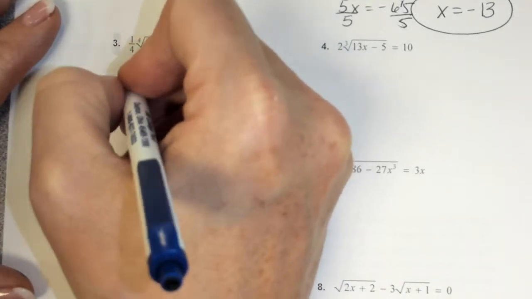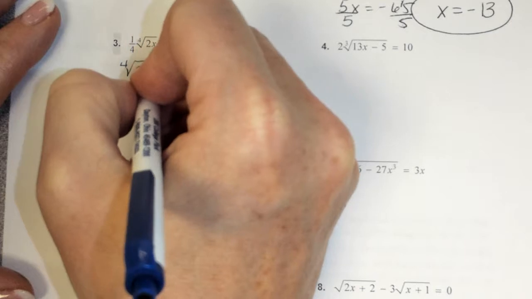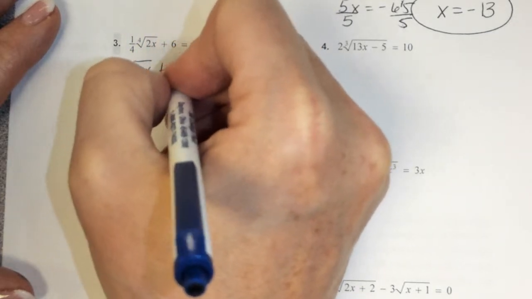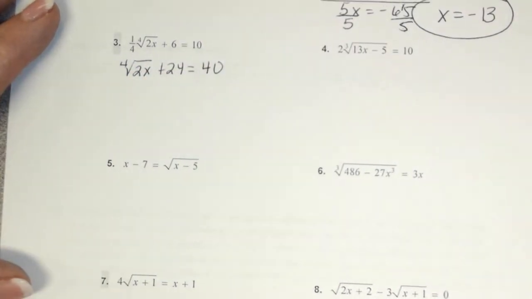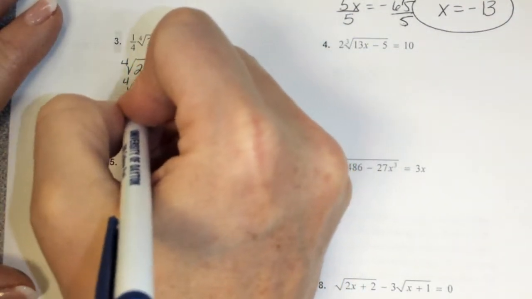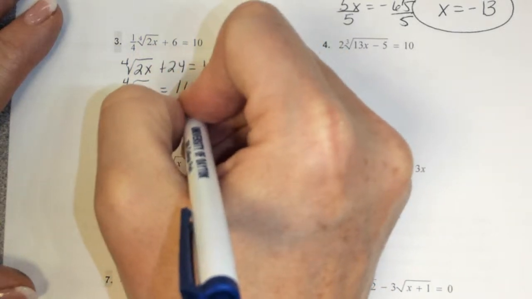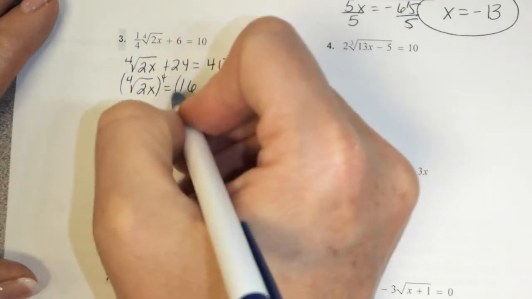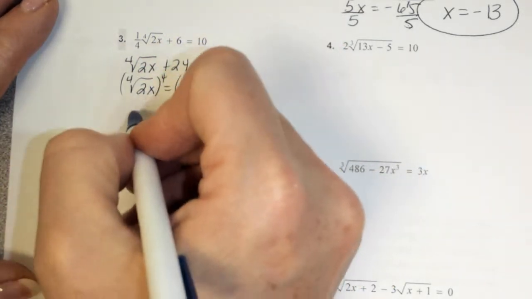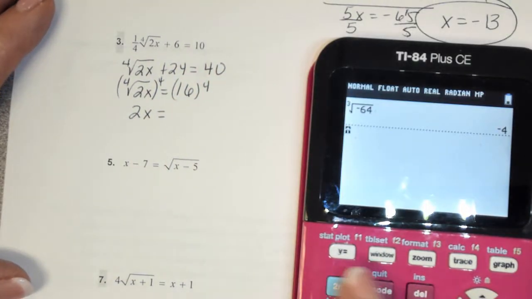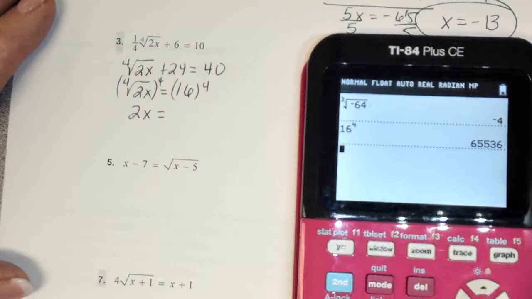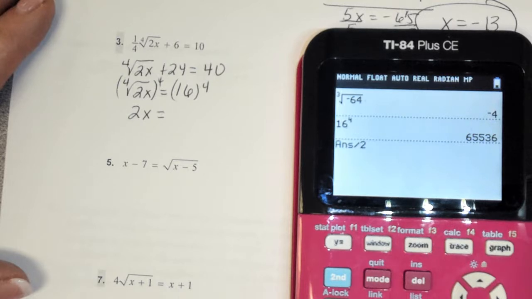So if I multiply this term by 4, I'm going to get the 4th root of 2x. Multiply this by 4, I'm going to get 24. Multiply this by 4, I'm going to get 40. And then minus 24. Okay, so the 4th root of 2x equals 16. And raise both sides to the fourth power. So the fourth root of that's just going to be 2x. 16 to the fourth is a huge number. 65536. I'm going to go ahead and divide that by 2.